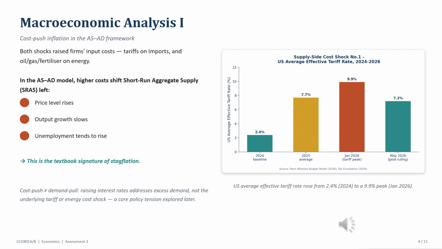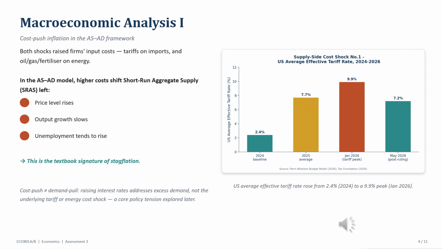I'm going to explain the first part of our macroeconomics analysis, which focuses on the supply side cost shock and its impact on the economy. In this case, firms are facing higher input costs because of two main factors: tariffs on imported goods and higher energy prices. According to the AS-AD model, when the cost of production increases, the short run aggregate supply curve shifts to the left. This means that businesses are producing less at higher costs.